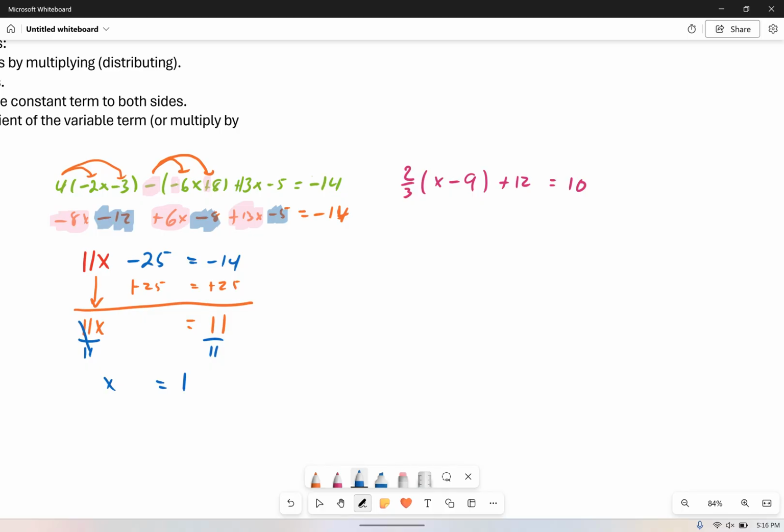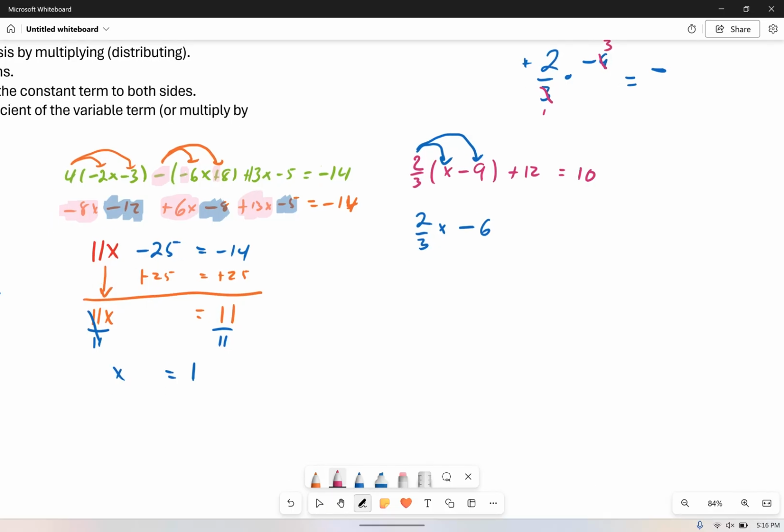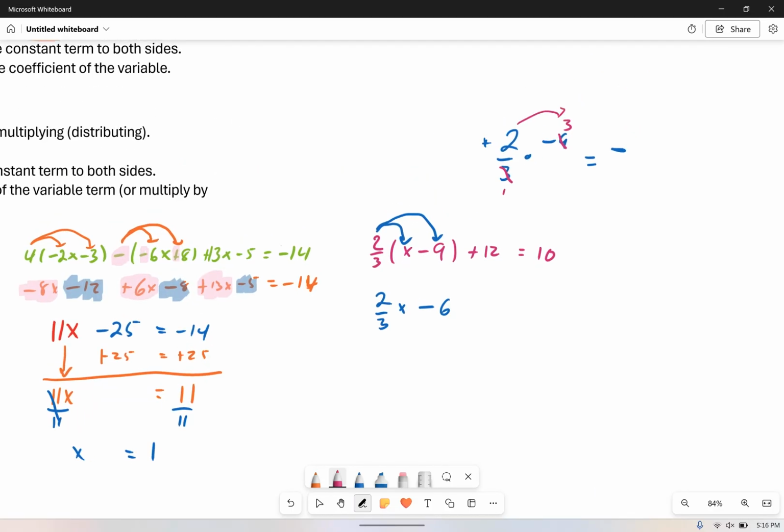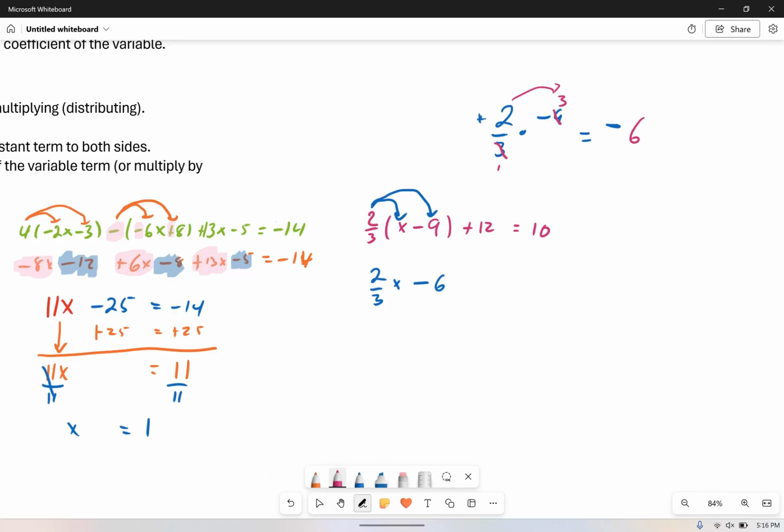So here's the last question. This one looks really bad because it has a fraction, but don't panic. 2/3 times x is just 2/3 x. And 2/3 times -9 is going to be a -6. And I'm going to show you how I got that. 2/3 times -9. Well, first of all, this is a positive and that's a negative, so my answer has to be negative. So I'm not going to worry about the signs. But what I do know is that 3 goes into 3 once, and 3 goes into 9 3 times. So I'm left with 2 times 3, which is 6. That's where the -6 came from.